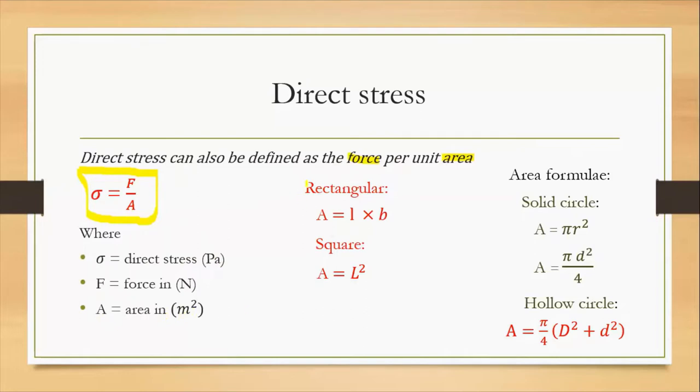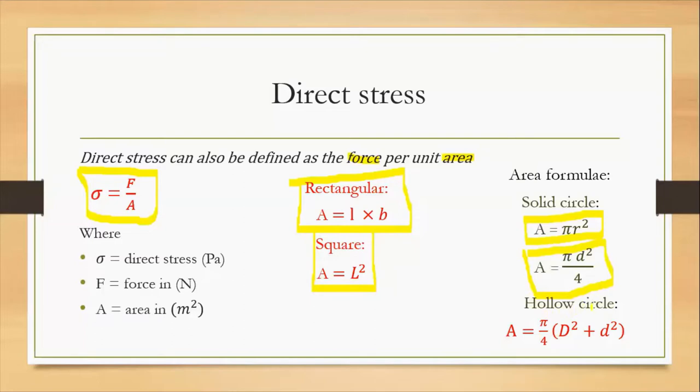Now area can be rectangular, in which case the area would be length times breadth. If it is square, obviously both sides are equal, so the area is equal to L squared. Also, if it's a solid circle, the area is equal to pi r squared. I like using this one. I'm sure we all know it from maths. Also, area is pi d squared over 4. This is also applicable.